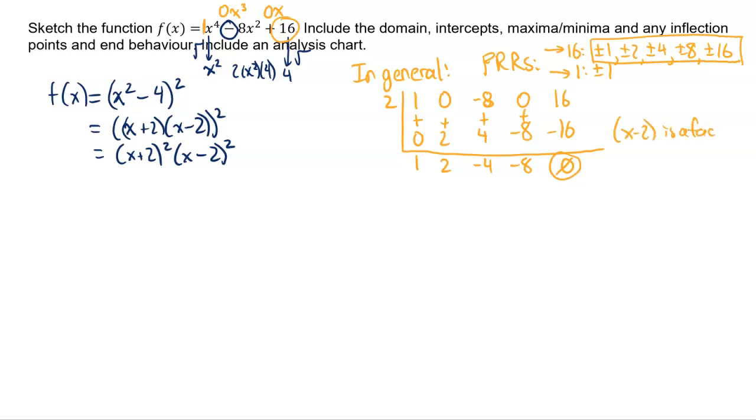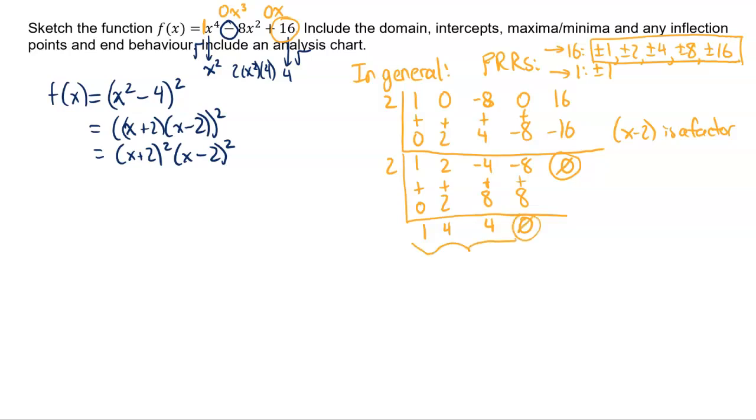Now we can do the same thing again. And if we do the same thing again, now with that answer, we are going to try 2 again. I know already it's going to work. But if I didn't get a remainder of 0, then I would have to try another number. So if I try 2, what I get is 2 times 1, which gives me 2. I get 4 there, 2 times 4, which gives me 8. I add that up, I get 4. 2 times 4 gives me positive 8. And negative 8 plus 8 gives me a remainder of 0.